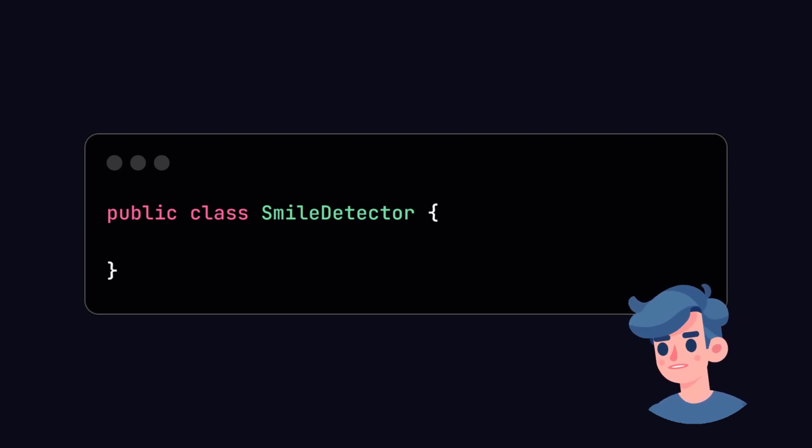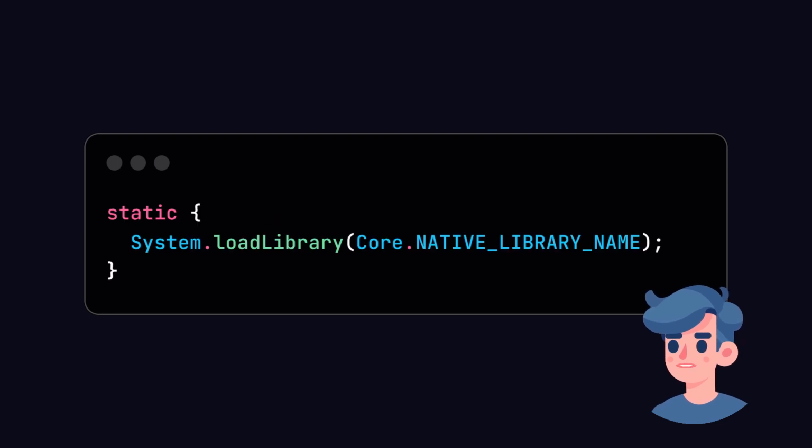We will create a class named SmileDetector. This class will handle our smile detection logic. So let's create a new Java file inside the src directory. We need to start by loading the OpenCV library. This is crucial as it enables us to leverage the functionalities provided by OpenCV.